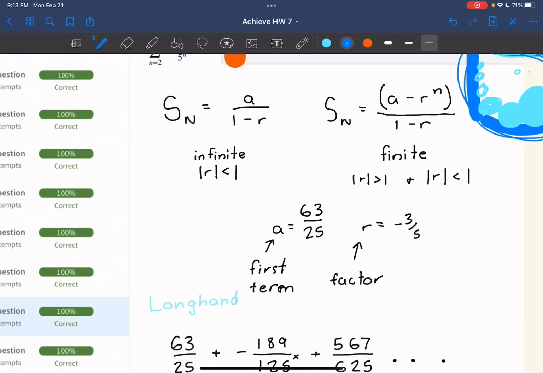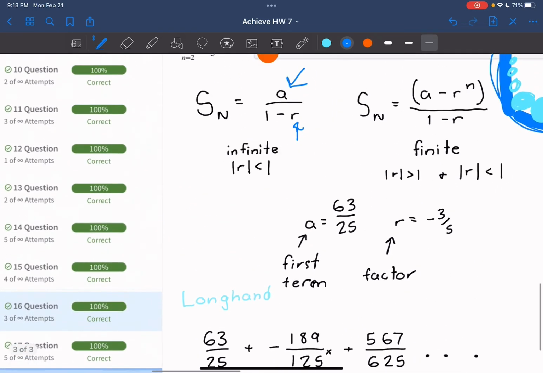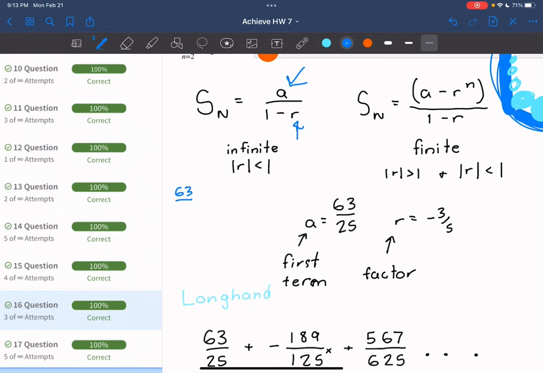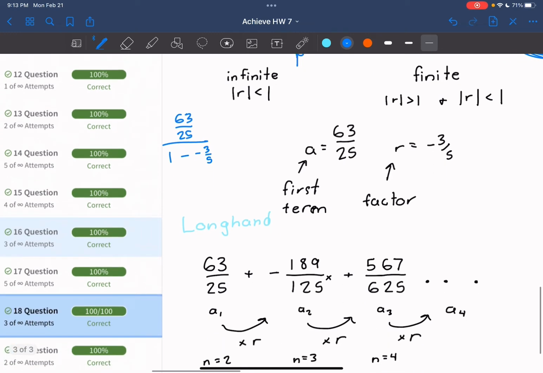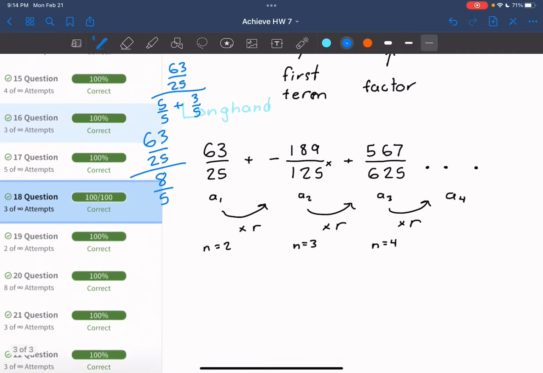Now we have our A and we have our R. So all you have to do is simply plug in at this point. A is equal to 63 over 25 divided by 1 minus negative 3 over 5, right? So you can rewrite this as 63 over 25 divided by 5 over 5, because that's equal to 1, a common denominator, plus 3 over 5. Then you get 63 over 25 over 8 over 5. This is the same thing as when you're dividing something by a fraction: it's 63 over 25 times the reciprocal of the fraction underneath, times 5 over 8.